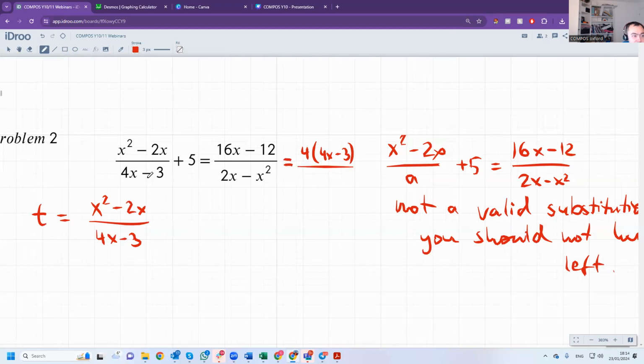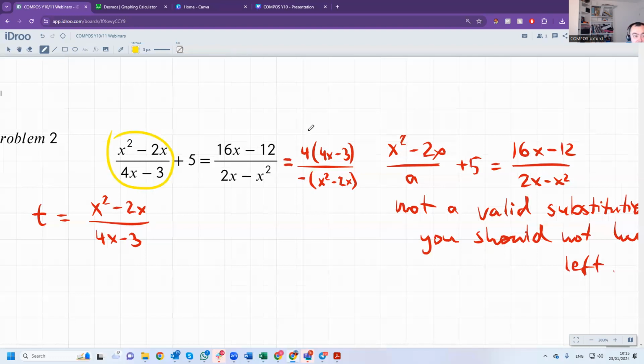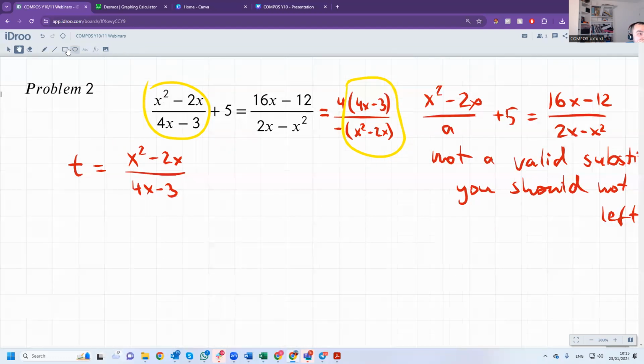On the bottom, it also doesn't look like x squared minus 2x, but what I can do is take the minus out. I can take minus 1, and in the bracket, the signs change. So I have x squared minus 2x. I've taken minus out, and I'm left with x squared. And now you can see that this fraction looks very much like this fraction, or of course upside down. So I've done the substitution.